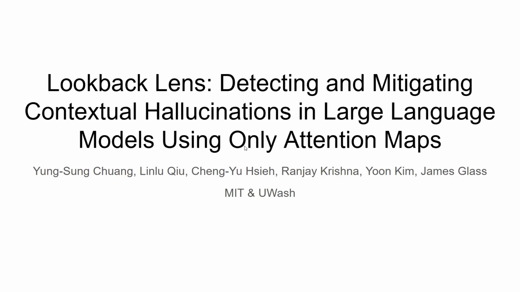Hi everyone. So in today's video, we are going to go over this paper, Lookback Lens, detecting and mitigating contextual hallucinations in large language models using only attention maps. So this is by people from MIT and UWash, and I found this paper to be really interesting.